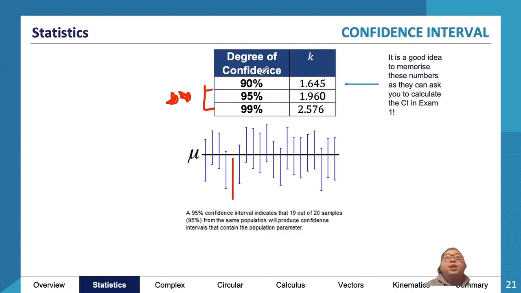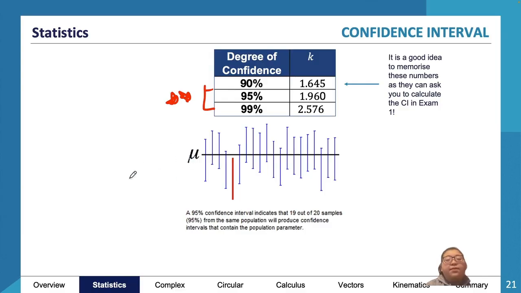It's quite similar to your values for the normal distribution, where you have 0.68, 0.95, and 0.997 for 1, 2, and 3 standard deviations respectively. So it's important to know those 6 values. The 6 values are 68% for 1 standard deviation, 95% for 2 standard deviations, and 99.7% for 3 standard deviations for the normal distribution. The other 3 values are your k values for your confidence intervals, which are 1.65, 1.96, and 2.58.